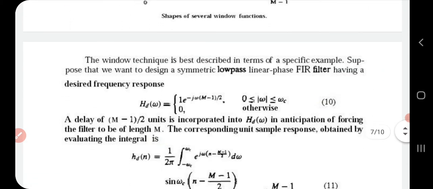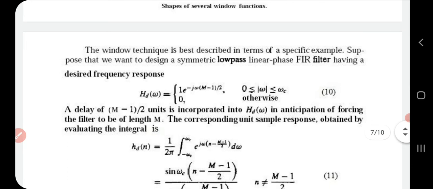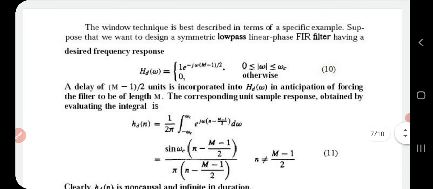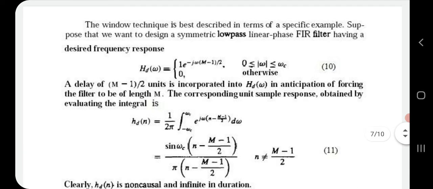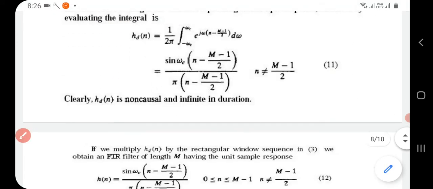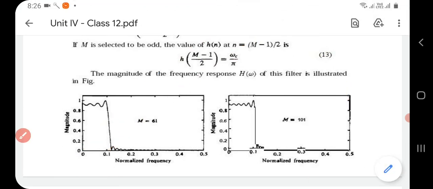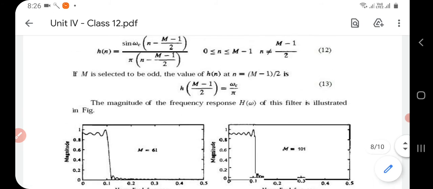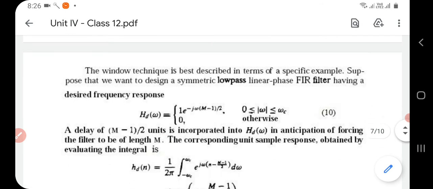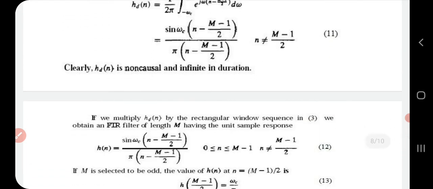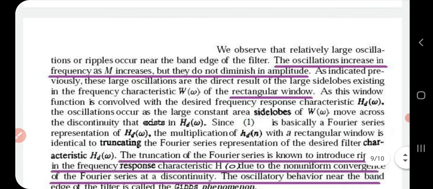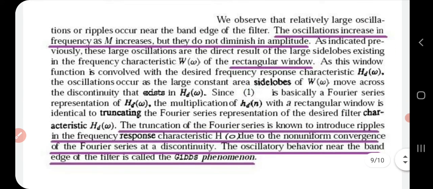Now this is just an example showing how to design an FIR filter using a rectangular window. I think if you want, you can go through this example. Otherwise you can skip this slide as well as the next slide, because these two slides deal with an example of how to design an FIR filter using a rectangular window. So you can skip these two slides while you are writing the essay.